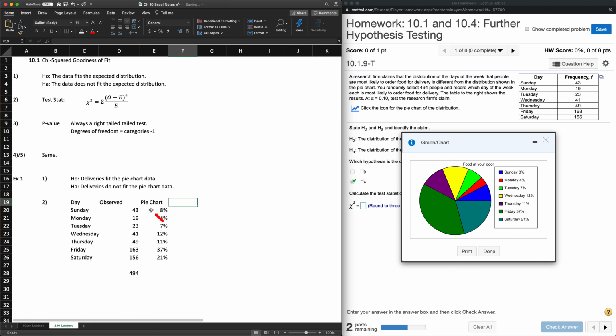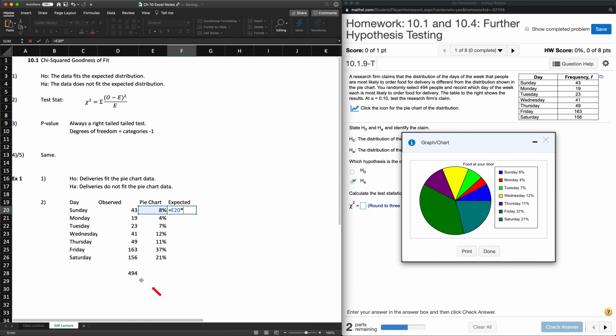So the pie chart here, wherever this information is coming from, is telling us that on Sunday, compared to your whole week, you'd expect 8% of the deliveries to occur on Sunday. So there were 494 total. So we would expect 8%. Since this is already a percentage, it's already been converted to 0.08 whenever we do math on it in Excel, times, so 8% of the 494. I can select the 494, but then I have to be careful to dollarize that.